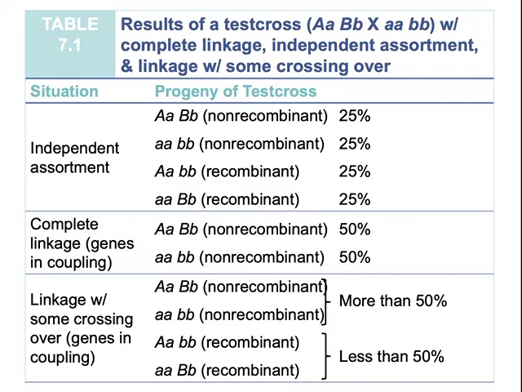Situation of independent assortment, right? We get the progeny assortment that we would expect if they were on different chromosomes, right? If we have complete linkage, then it's going to be 50-50, all right? And then if we have linkage with some crossing over, okay, where the genes are in coupling, more than 50% are going to be the non-recombinant and less than 50% are going to be the recombinant.